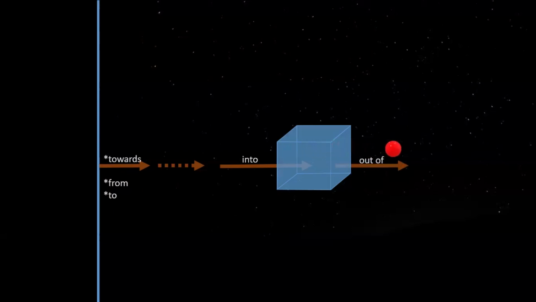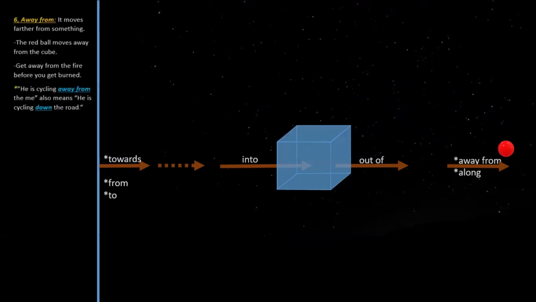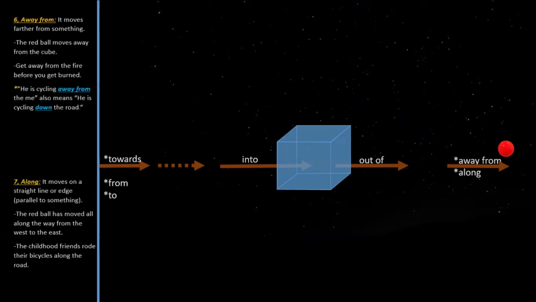Now, if it is leaving that enclosed space, you say out of. It is moving out of something. So out of means that it moves outside something. Then we have distance, when it is having some distance from the point of reference. In this case, we can say away from. It means that it moves farther from something. As an example, we can say the red ball moves away from the cube.